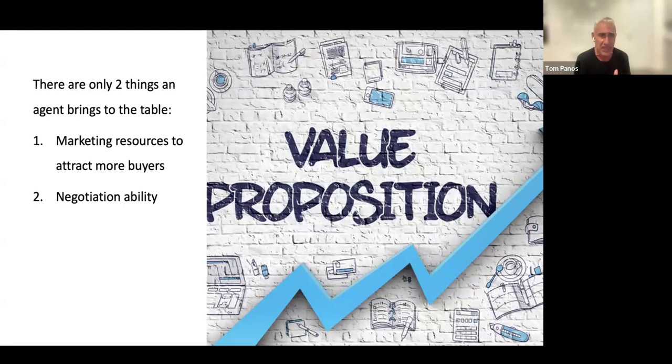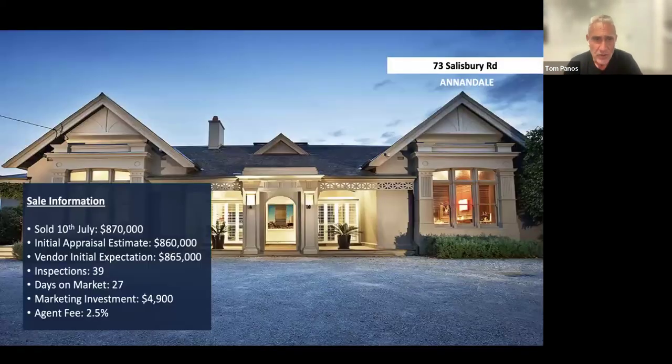So what do we do in real estate? We bring in two things. We bring in marketing resources to attract more buyers, and we've got to become a black belt, BIW, best in the world in negotiation, because the difference between a good negotiator and a bad negotiator can be 10%. So here is something that's a really basic example.